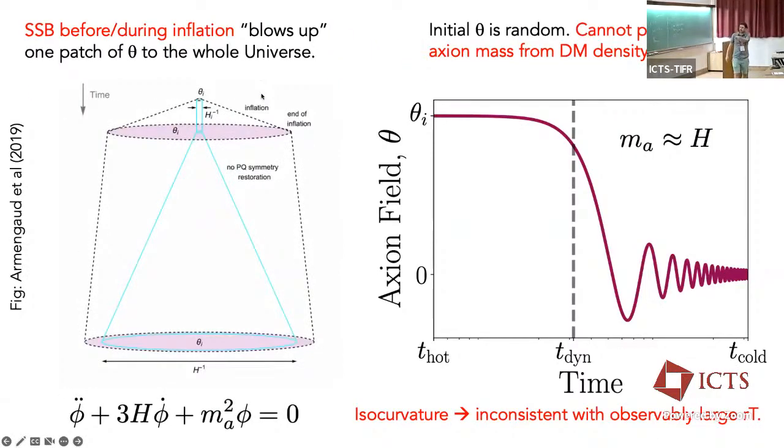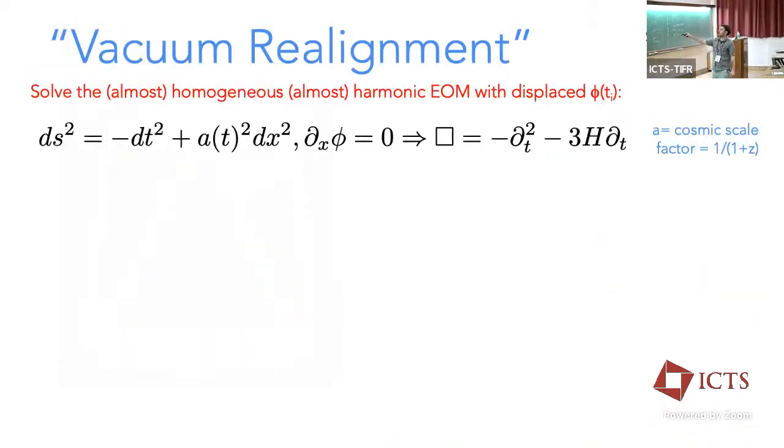Okay, and a comment is, if you're interested in something called isocurvature, in this scenario, constraints on isocurvature mean that this scenario is inconsistent with an observably large value of the tensor to scalar ratio. If you want to talk more about that, we can talk about it at the end.